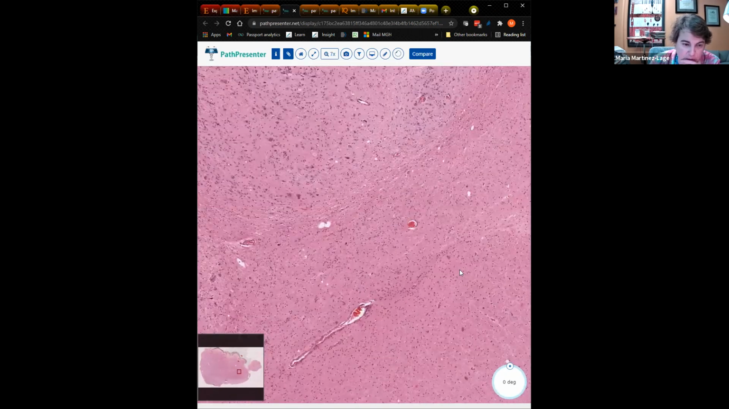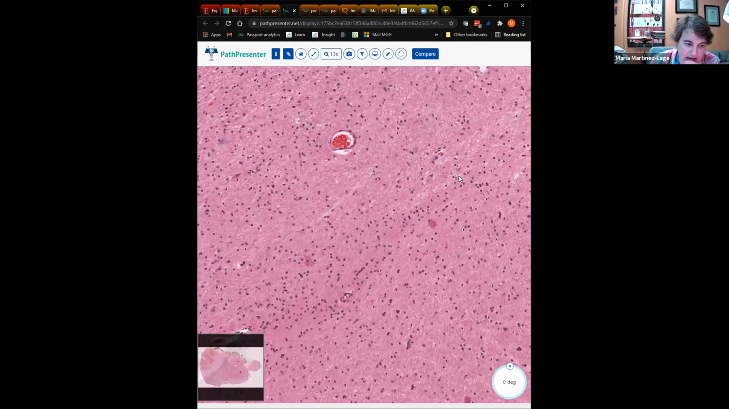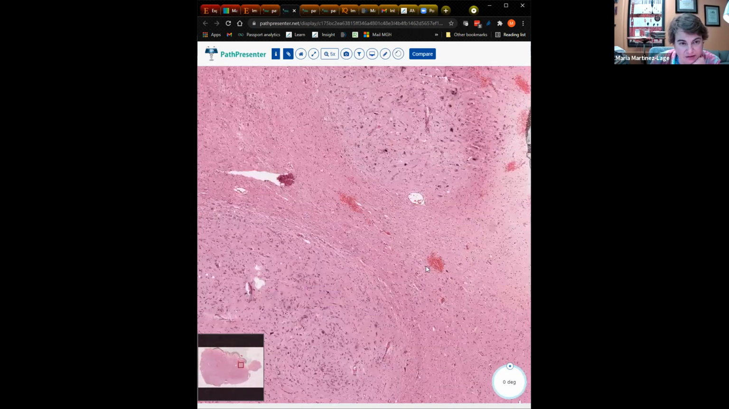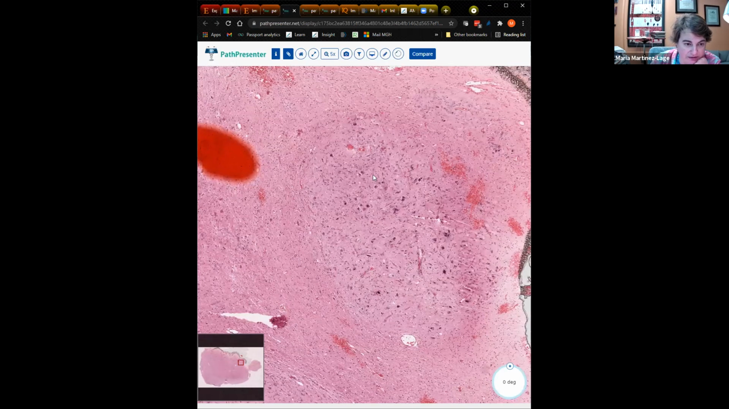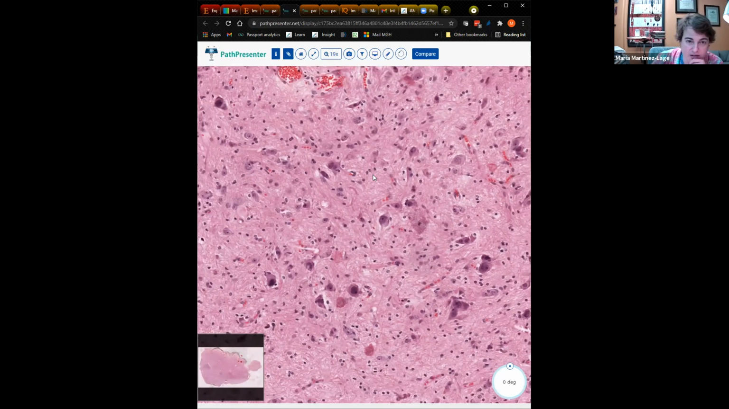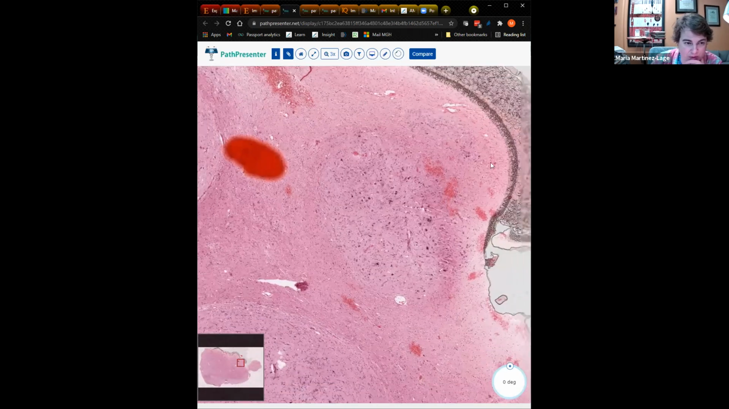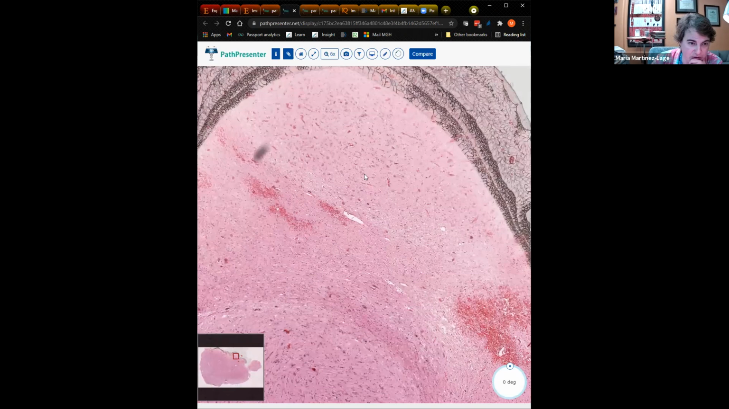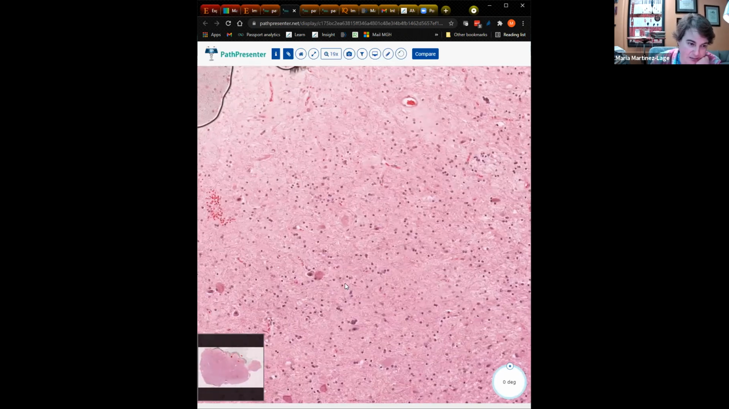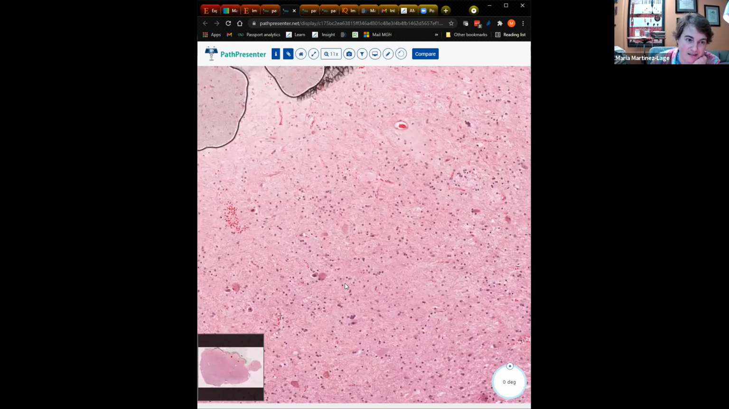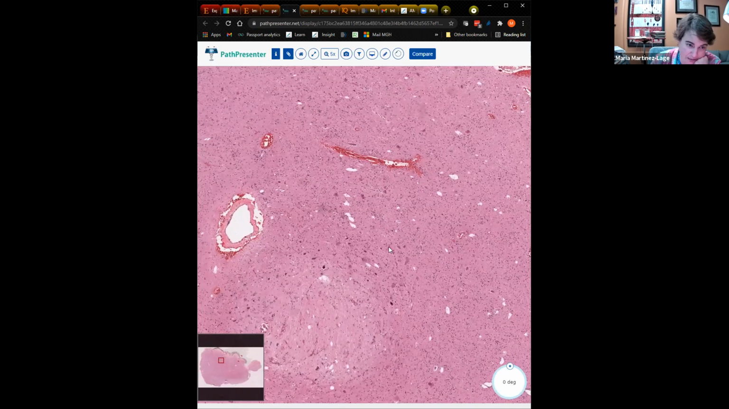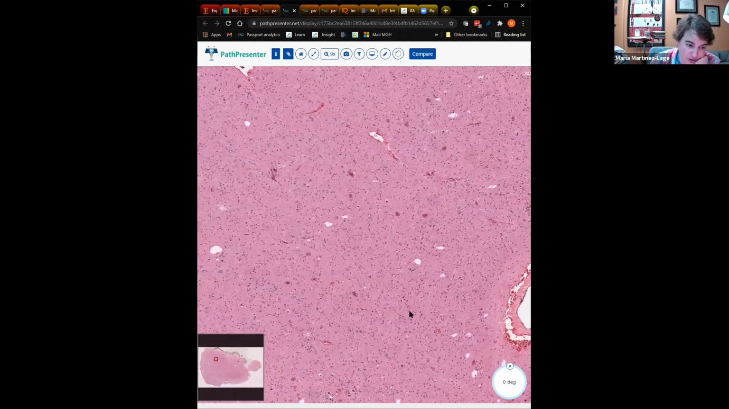So gangliogliomas, again, they're low-grade neoplasms. They are characterized by BRAF mutation. The majority of gangliogliomas demonstrate BRAF V600E mutations. There are some cases in which the glial component is not very obvious, and the majority of the tumor is just composed of the ganglion cell proliferation, and those can be called gangliocytomas. Prognostically, they have the same implication.